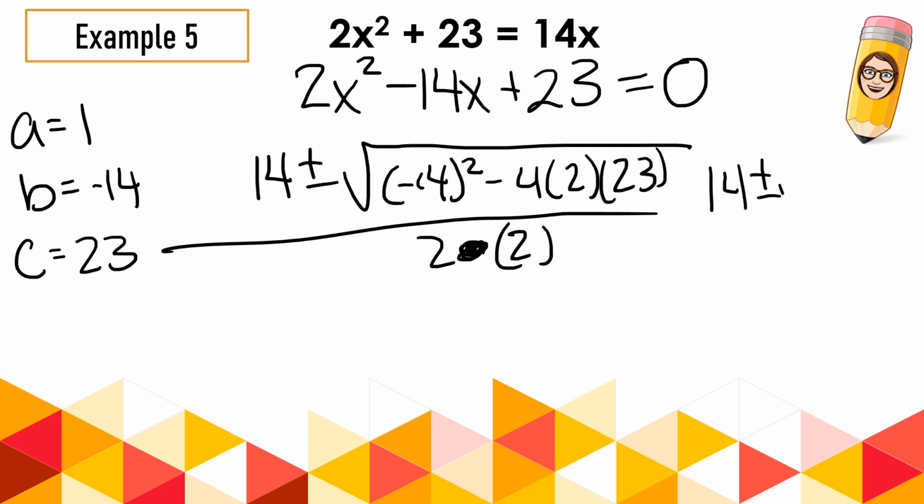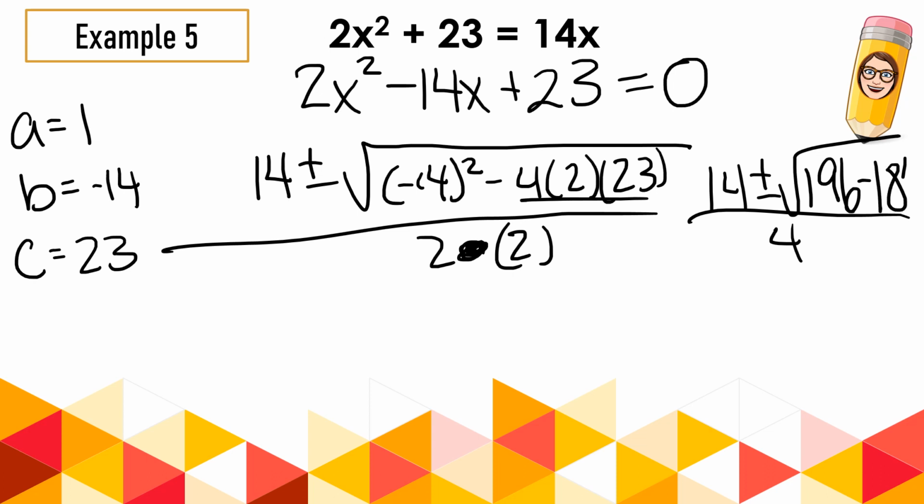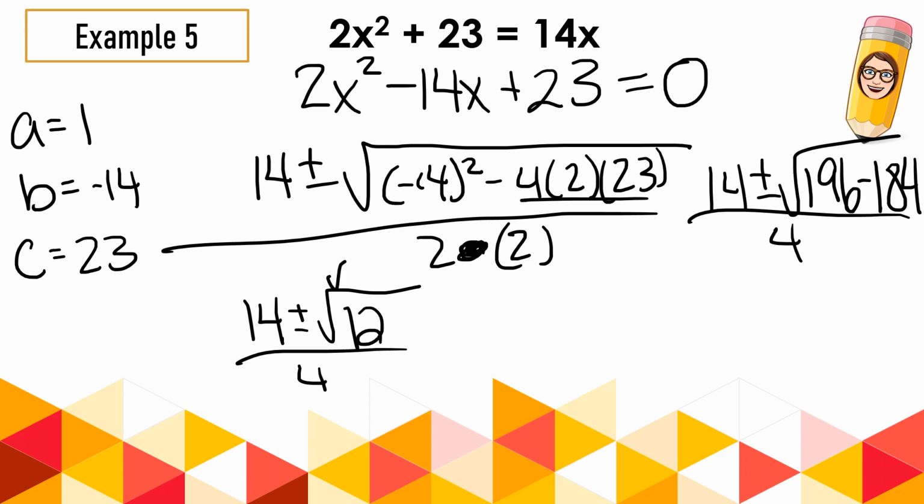14 plus or minus, all over 4. Let's take care of the easy stuff, right? 14 squared is 196. 4 times 2 times 23. Multiply those 3 numbers, and we get 184. Oh, hey, this subtracts nice. If I subtract those numbers, I get 12. See how I'm just bringing everything down? 12 breaks apart into 4, 3. So I have 14 plus or minus 2 square root of 3 all over 4.